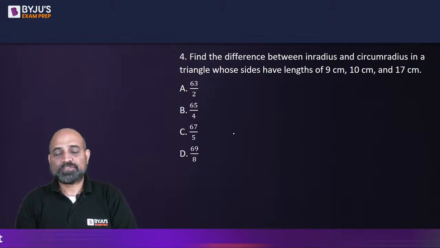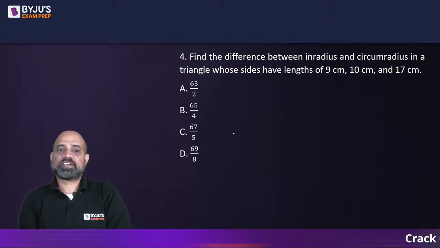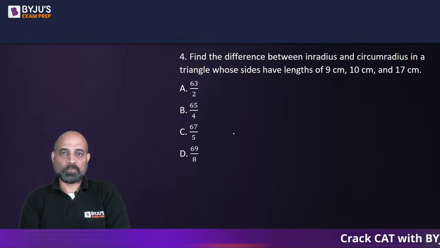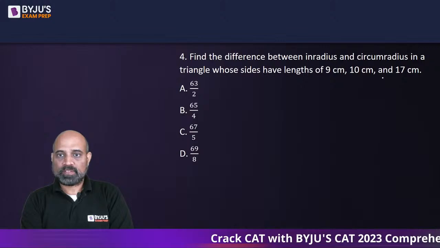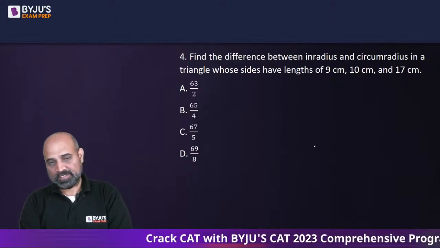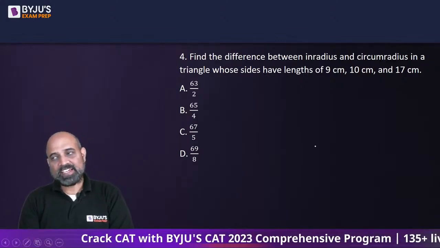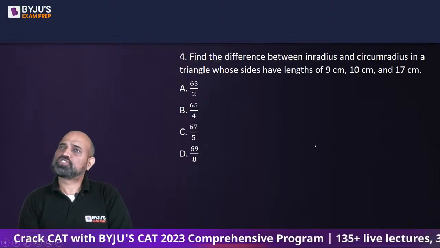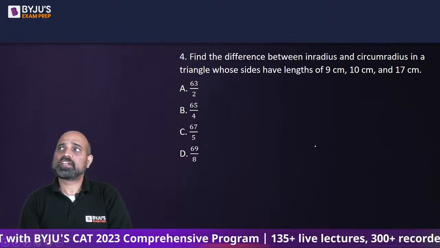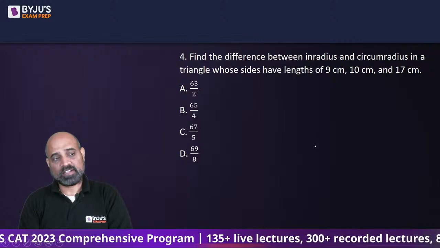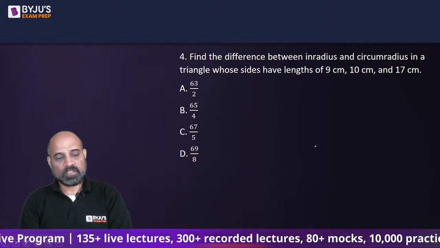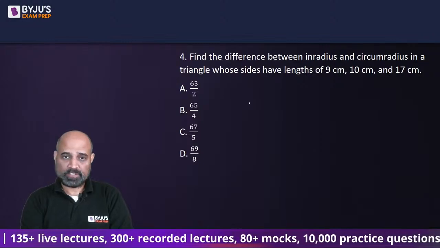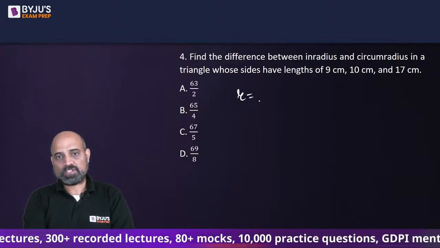Chalo. Find the difference between inradius and circumradius in a triangle whose sides have lengths of 9, 10 and 17. Okay, Priya, I saw your message. I'll reply to that in some time. Now 9, 10 and 17 is not an equilateral triangle. It's not an isosceles triangle. It is a scalene triangle. And in a scalene triangle, how do we deal with inradius and circumradius?